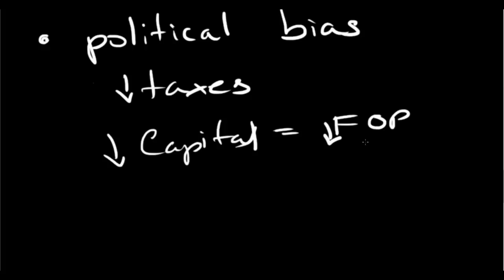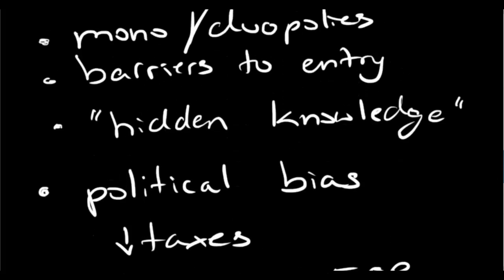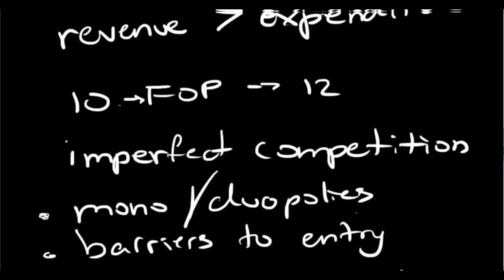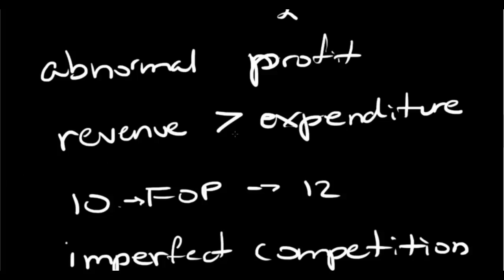And if he's lowering the cost of FOPs, that means that your revenue is going up because you're spending less money, even though you're selling the same amount of products or providing the same amount of services. And on this basis, in this imperfect competition with monopolies, duopolies, barriers to entry, hidden knowledge, and or political bias, you've got situations where the revenue is greater than expenditure. This is called abnormal or sometimes supernormal profit.